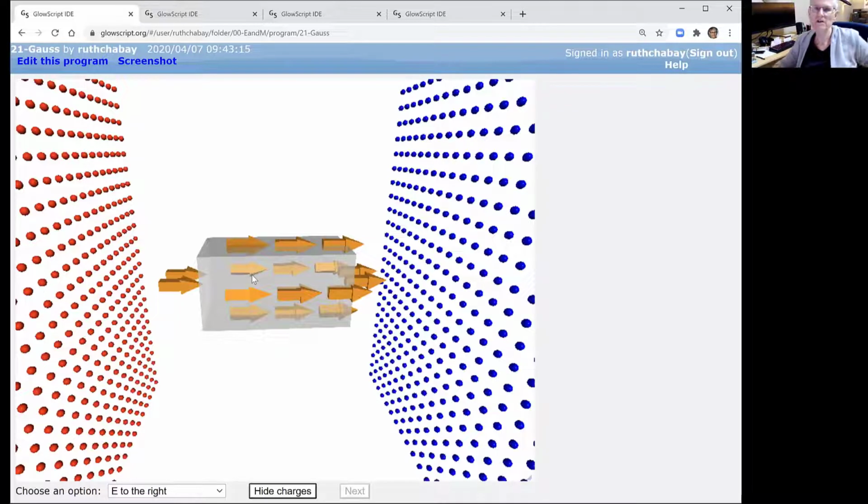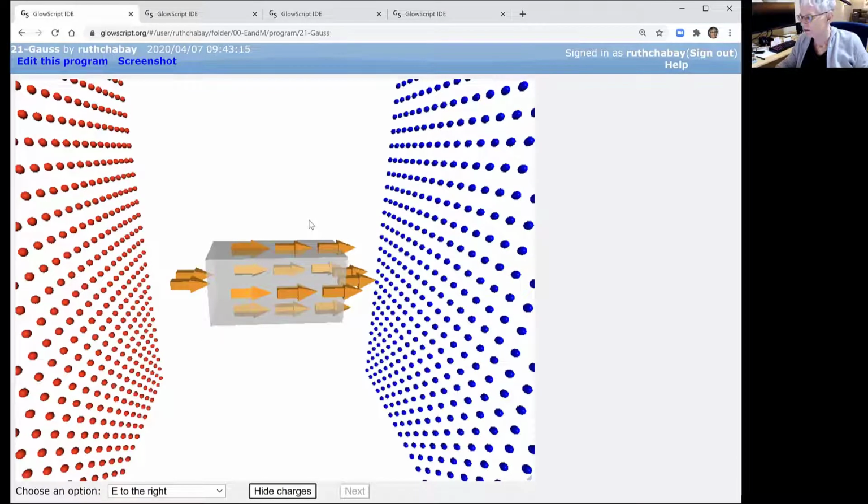Where else have we seen... so those are good answers, just one plate or the other, but not both. Those are very good answers. Where else have we seen a field that's completely uniform in magnitude and direction through some region? Yes, in a wire in a circuit.